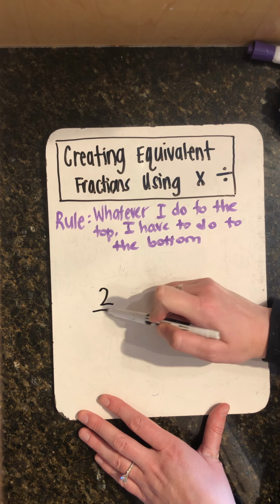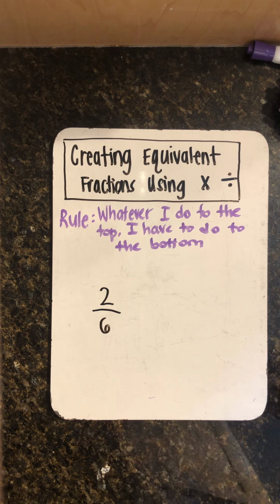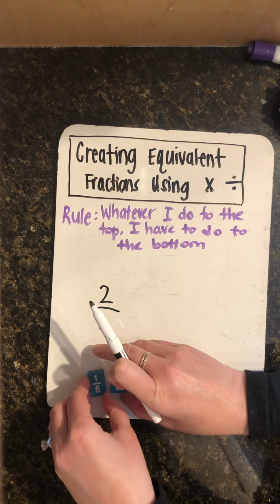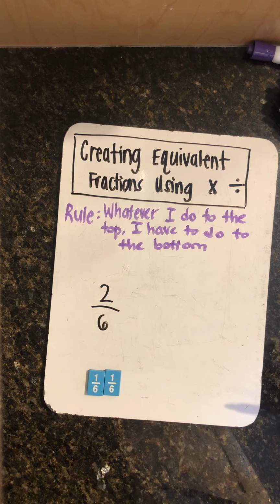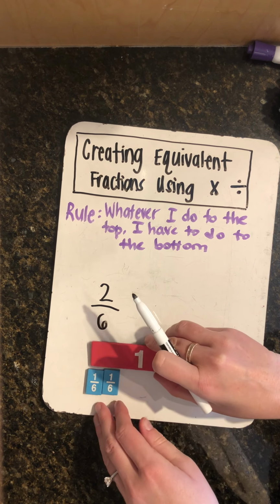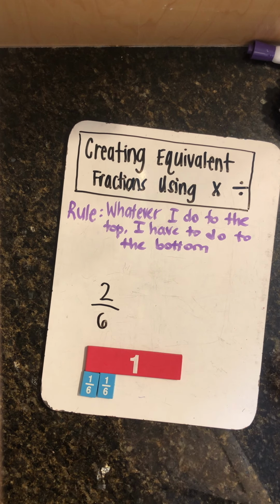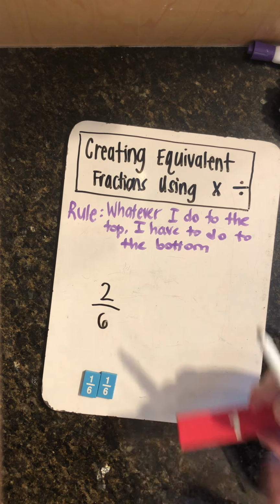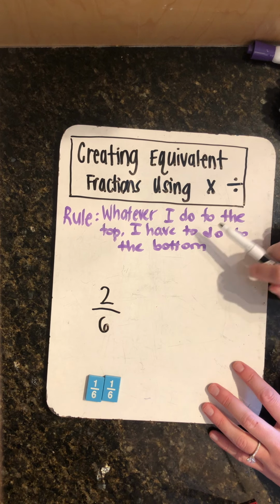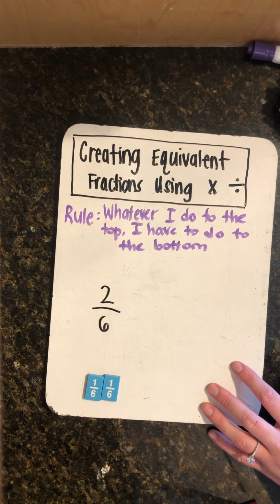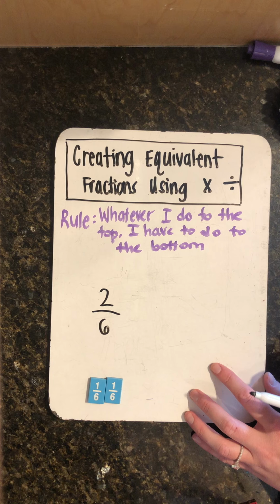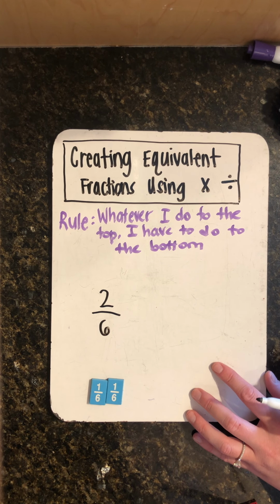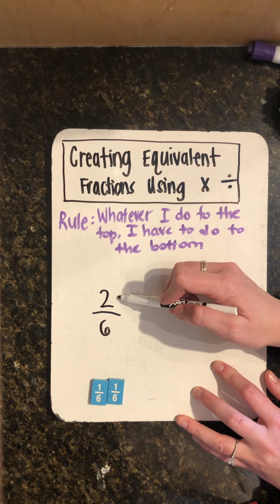Here is our fraction that we're going to start with. 2/6, all right? And I even have my 6 here to visualize what 2/6 looks like. Okay, if you think about it in comparison to a whole, we can see it there. All right, 2/6. So my rule says whatever I do to the top, I need to do to the bottom. So what I'm going to do is I'm going to choose a friendly number. Friendly numbers are numbers that you're able to easily multiply or divide by. All right. When I think about multiplying, I think my easiest number to multiply by is 2. So let's start with that.